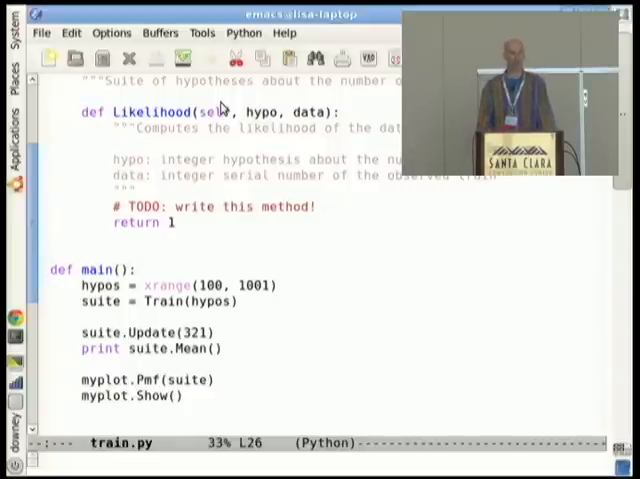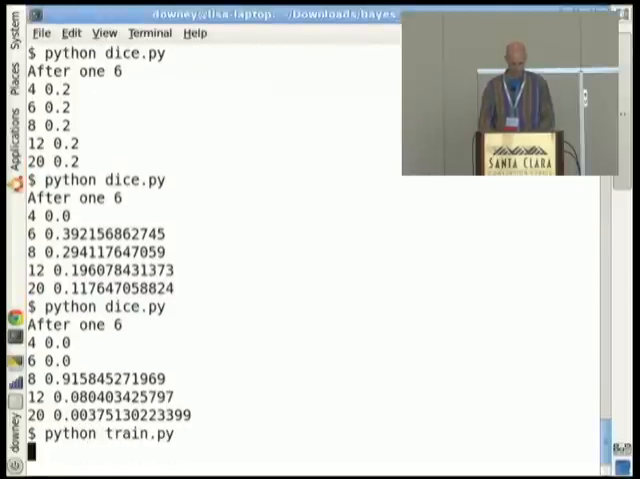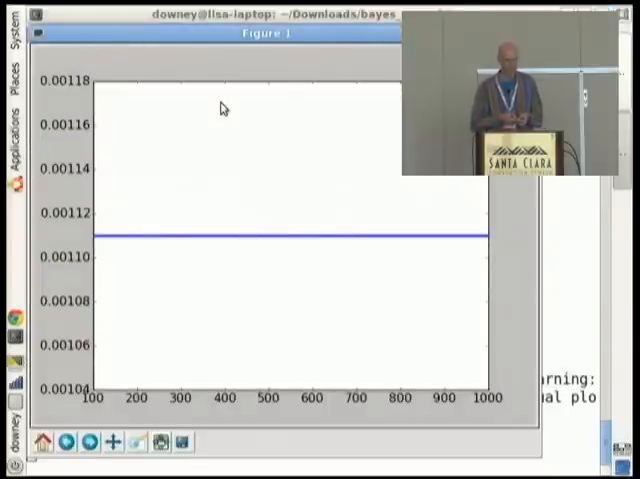If I run it now, without doing the update, my likelihood function returns 1 for everything. So right now it's a no-op. It doesn't do anything. So if I run this code right now, I'm going to see the prior distribution, not the posterior. So let me run that. It prints the mean.